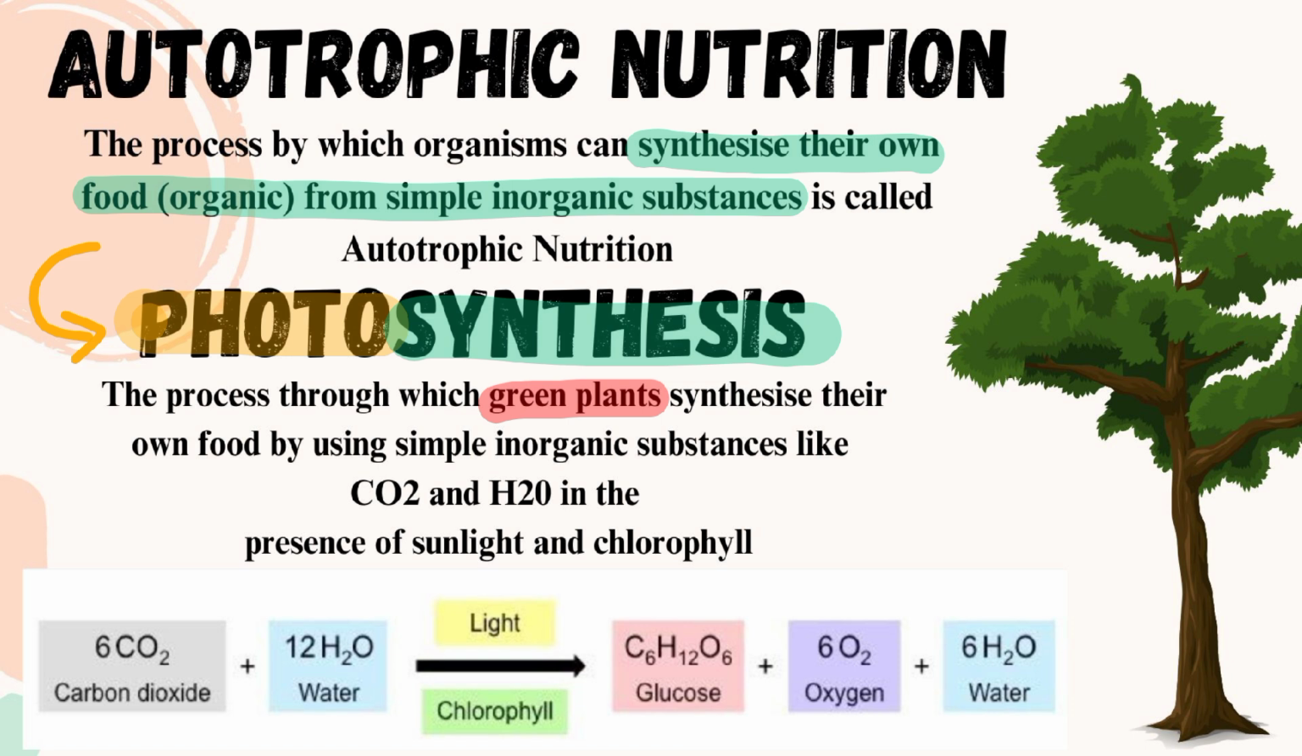green plants, which are the ones that contain chlorophyll, synthesize their own food. So chlorophyll is very important for the process of photosynthesis. They use simple inorganic substances like carbon dioxide and water, in the presence of sunlight and chlorophyll. So the raw materials needed for photosynthesis are carbon dioxide and water, and the presence of sunlight and chlorophyll is very vital.